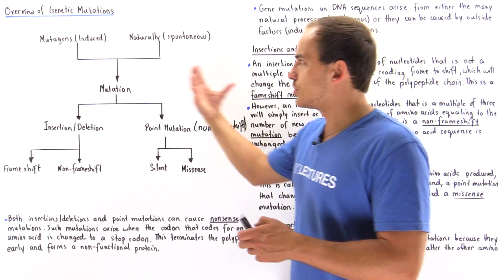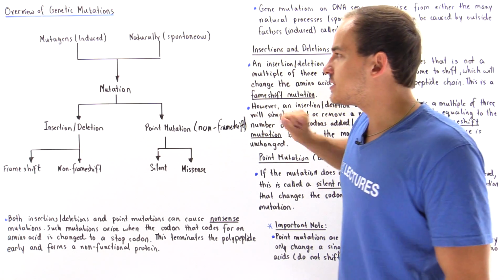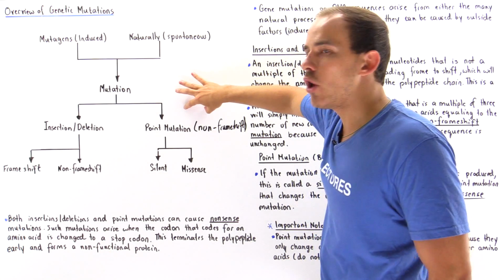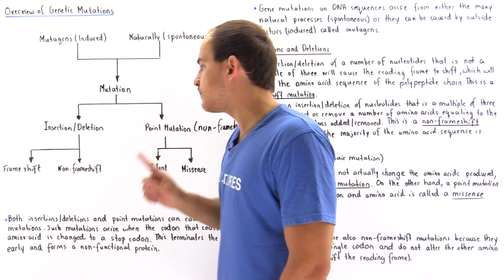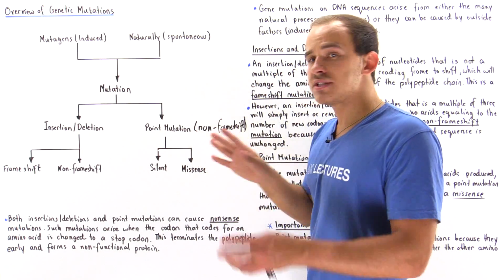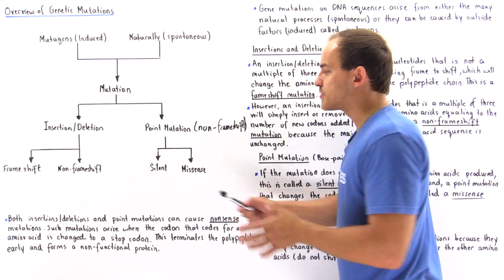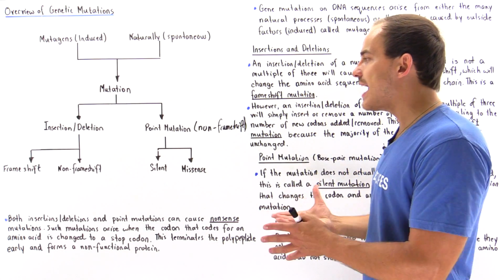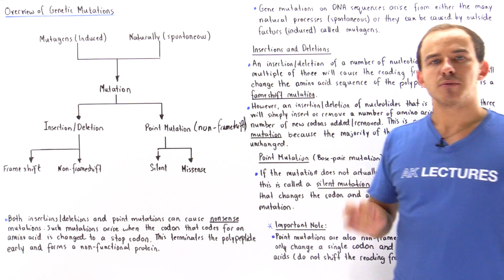So basically this concludes our discussion on genetic mutations. We have two different categories: insertion deletions and point mutations. Now, insertion deletions can cause frameshift or non-frameshift mutations, but point mutations themselves are always non-frameshift mutations, and there are two types. We have silent mutations as well as missense mutations, and both of these categories can contain nonsense mutations.